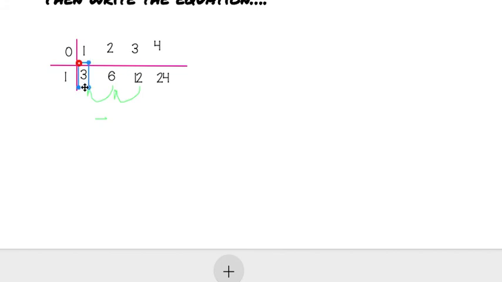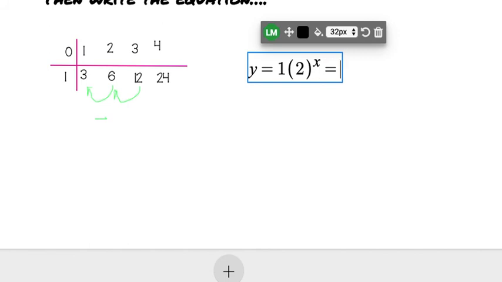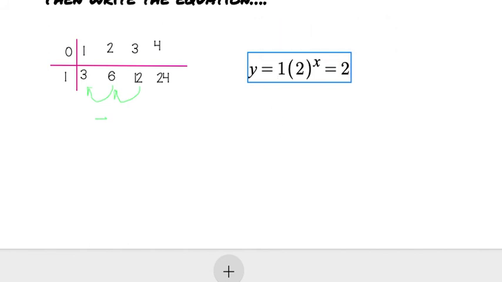Now, if this hadn't been 3, let's say I had started at 4 and I was doubling it. Well, then I would have to do 4 divided by 2 to find what that starting value is. So now that I have the starting value, I can go and write that equation. It's going to be y equals 1, which I could do 1 times 2 to the x, or I could just write that as 2 to the x.